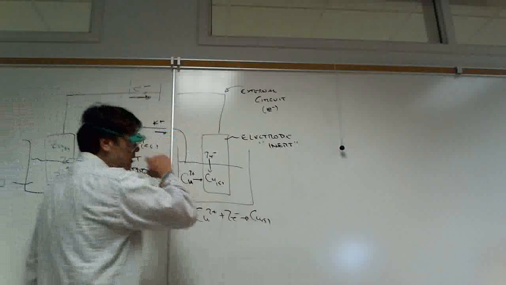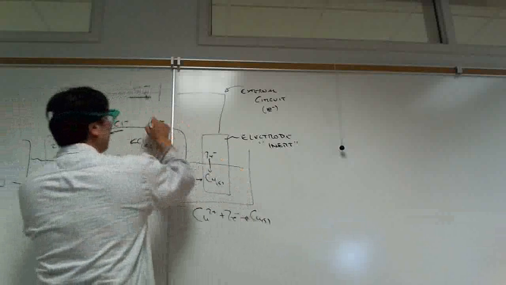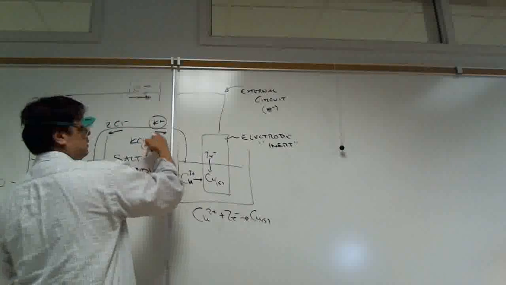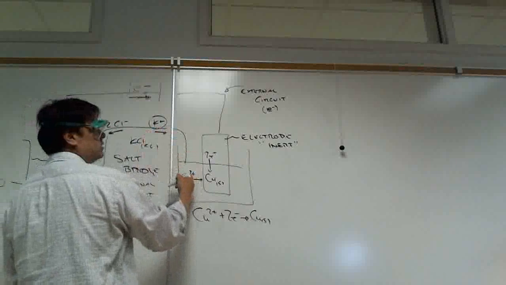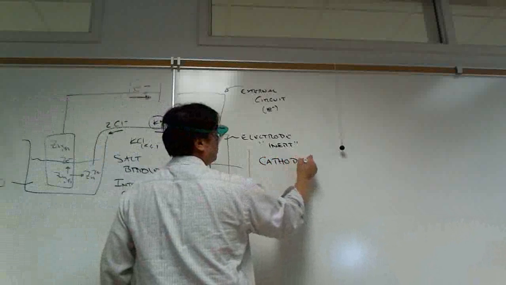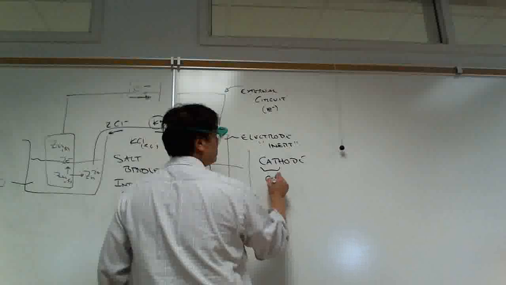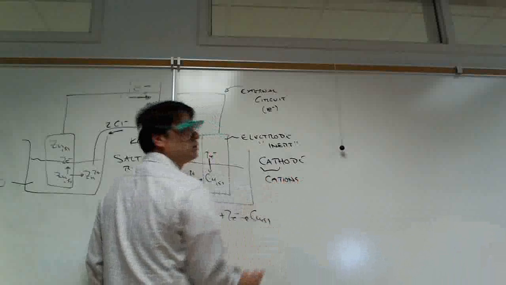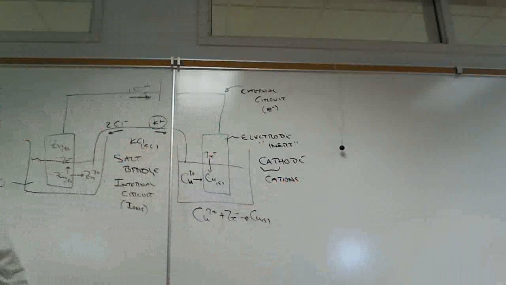Now, the electrodes have a name based on the ion that flows to them. In the internal circuit, potassium ions are flowing to this electrode, and so we call this the cathode. The cathode is so named because cations from the internal circuit go to this electrode.